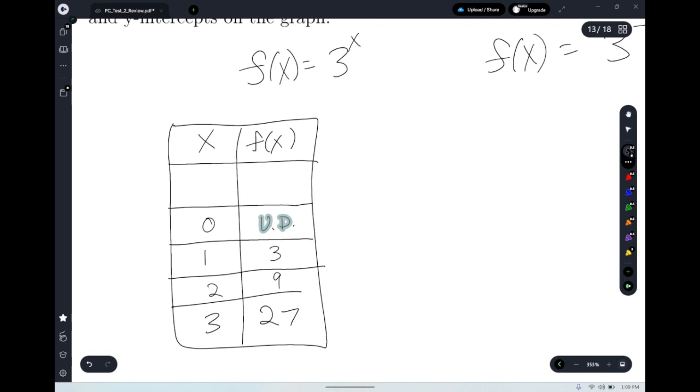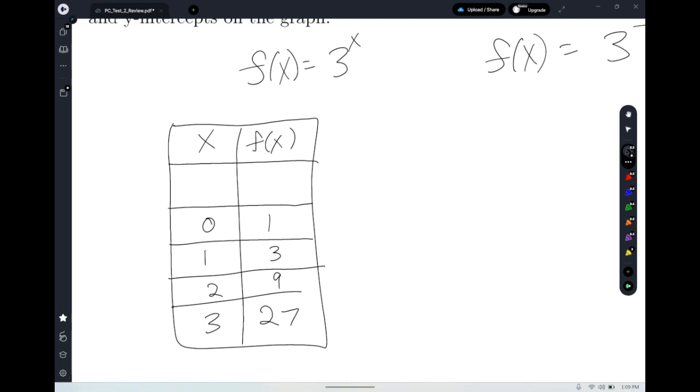No! What is 3 to the 0th? 1, not undefined. What would undefined be? Logs give you undefined. Exponents don't give you undefined. There's no bad exponent number. Otherwise, we'd have a 4th domain thing.